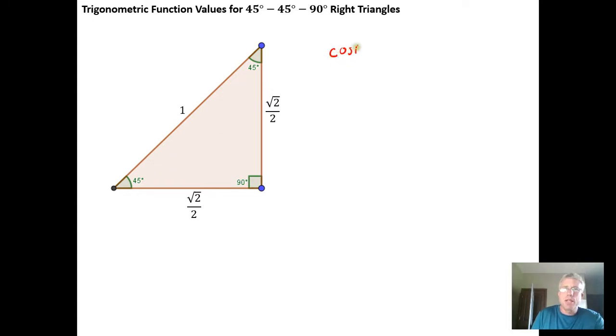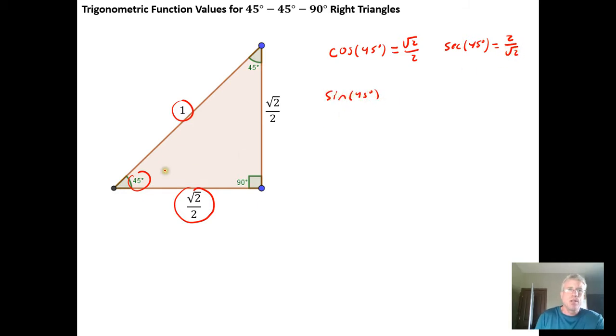So the cosine of 45 degrees, based on our definitions that we've established for the trigonometric functions, is going to be adjacent over hypotenuse, which is just going to be square root of 2 over 2. And that means that the secant of 45 degrees is easy to calculate, because secant is the reciprocal of cosine, so we just get 2 over square root of 2 here. And the sine of 45 degrees is going to be side opposite over hypotenuse, which is just going to simplify to square root of 2 over 2.